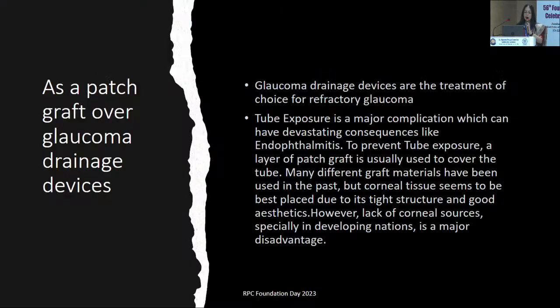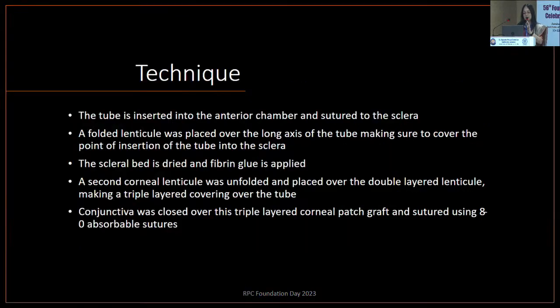As a patch graft over a glaucoma drainage device, our Center for Sight at Surat, Dr. Amit, tried this. Glaucoma drainage devices are the treatment of choice for refractory glaucoma. But tube exposure is a major complication which can have devastating consequences like endophthalmitis. To prevent this, a layer of patch graft is usually used to cover the tube. Many different graft materials have been used in the past, but corneal tissue seems to be the best due to its tight structure and good aesthetics. However, lack of corneal sources, especially in developing nations, is a major disadvantage.